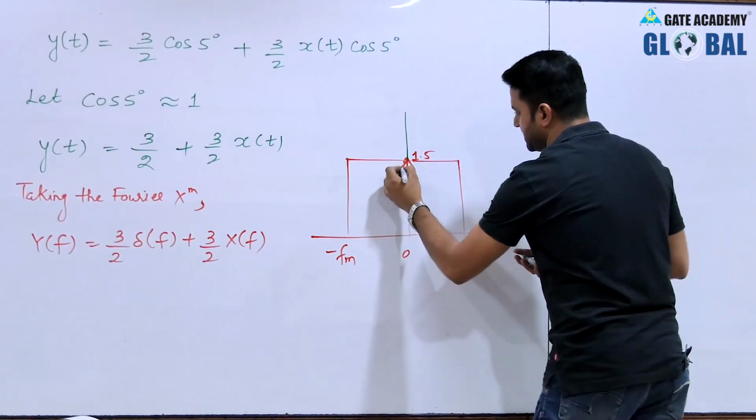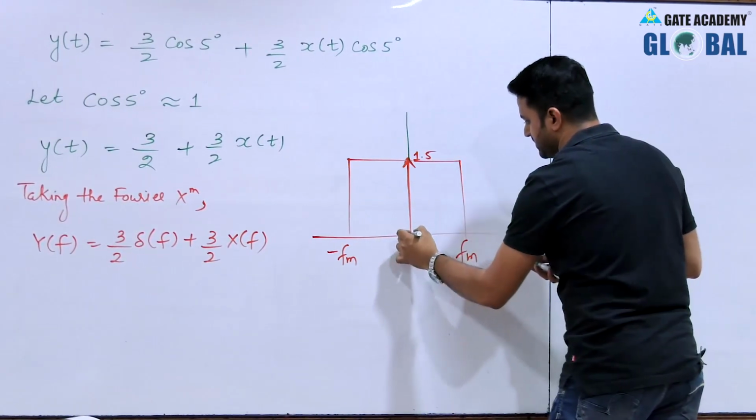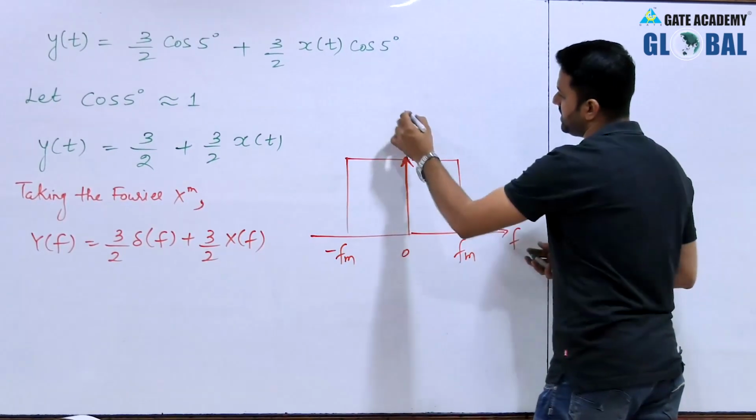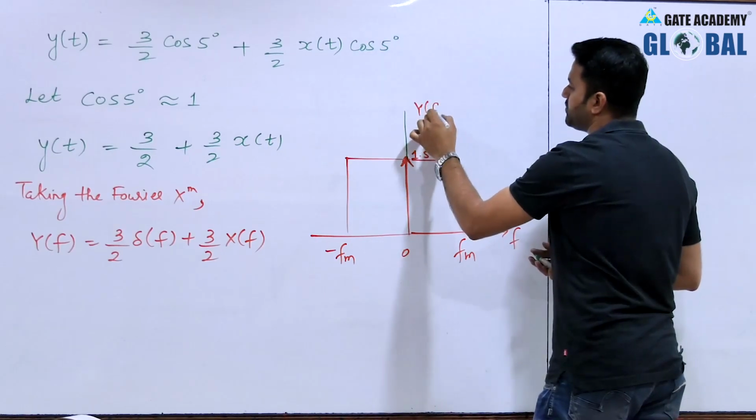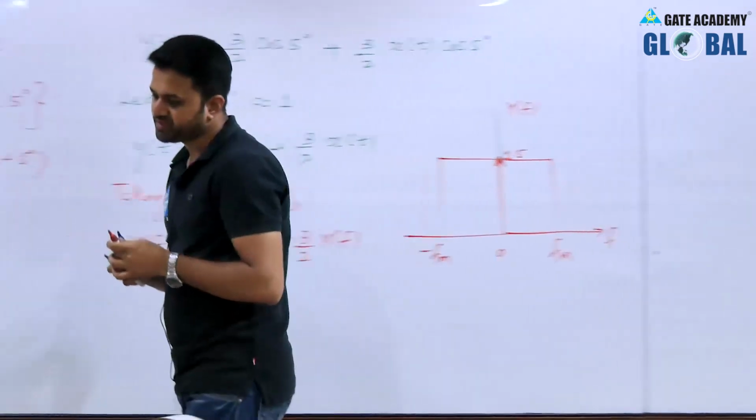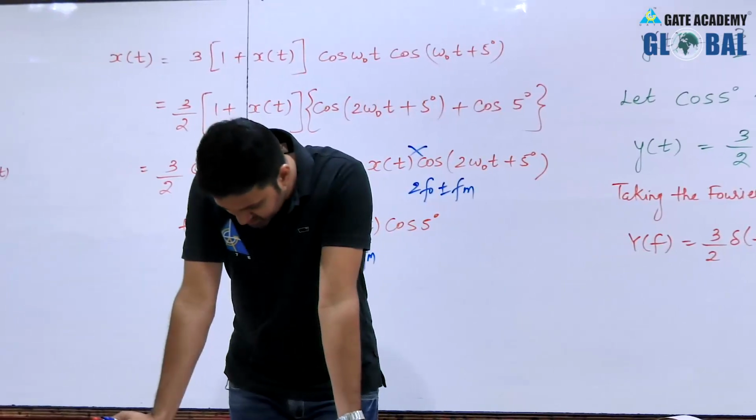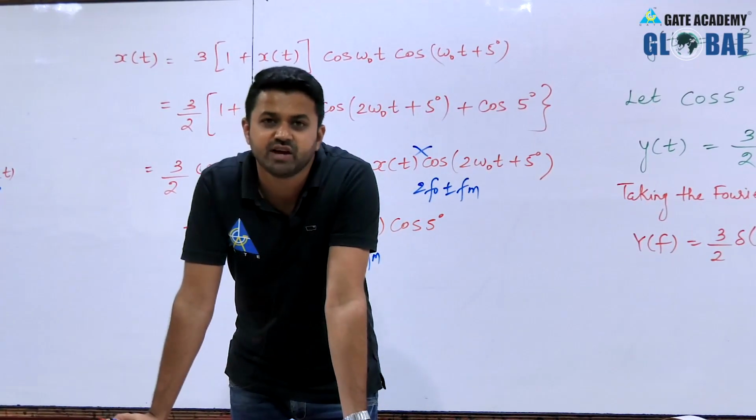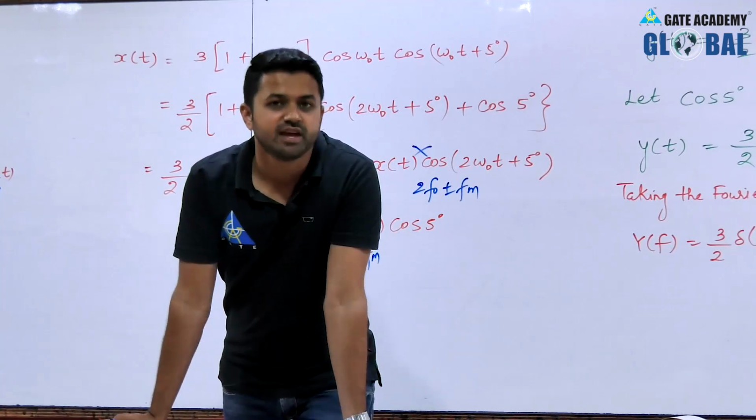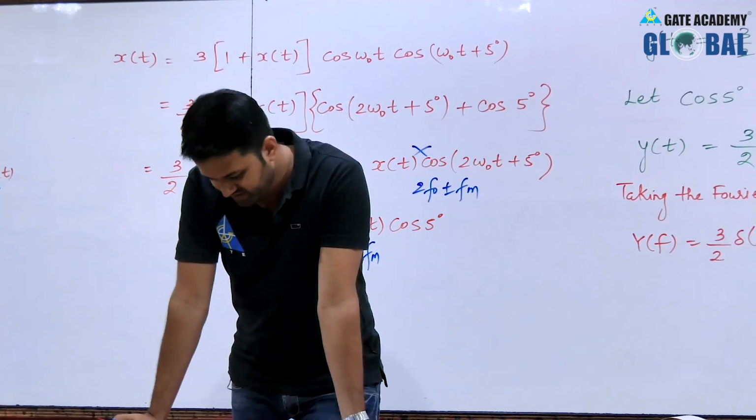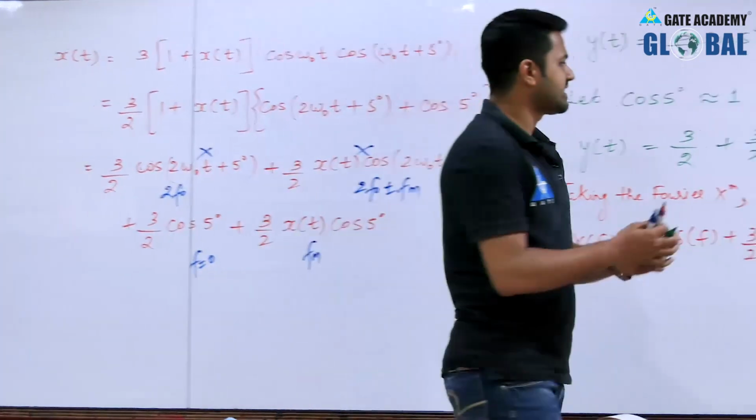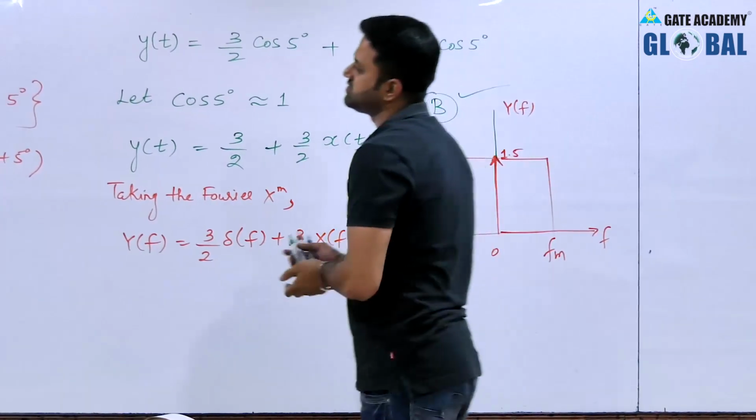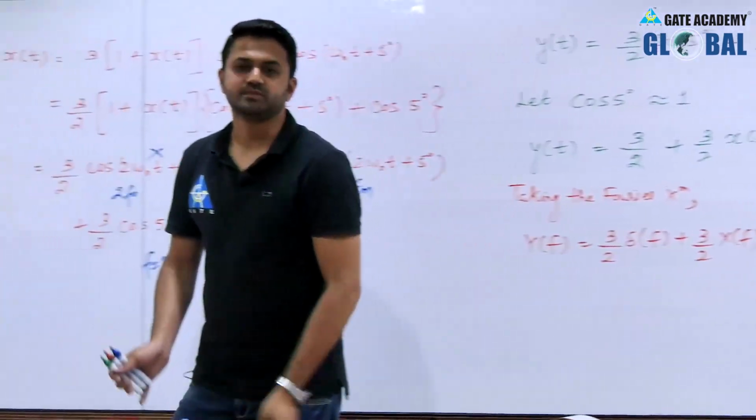We are getting an impulse at 0 and of height 1.5. This is your Y of f output spectrum, and according to the options, there are two options like this, option A and B, having amplitude 1.5. But it is important to consider the impulse because the DC blocker is not given. So, according to that, the correct answer is option B. So, this was question number 35.